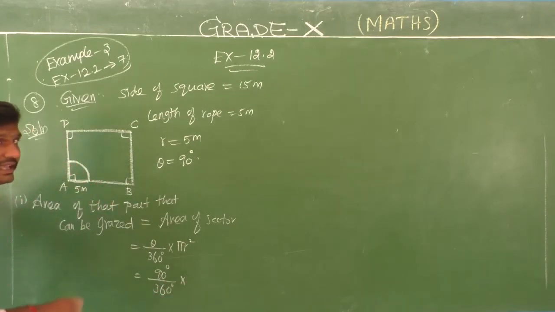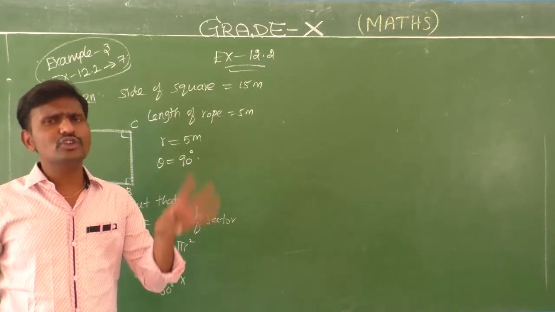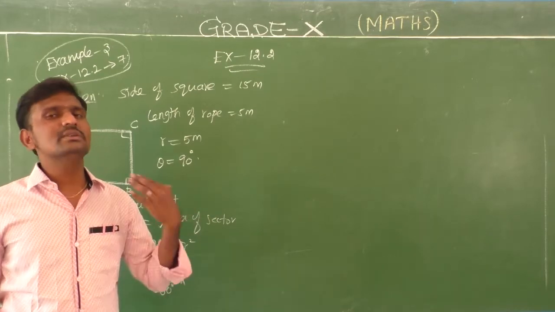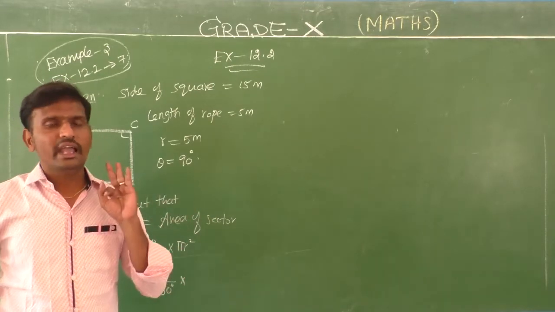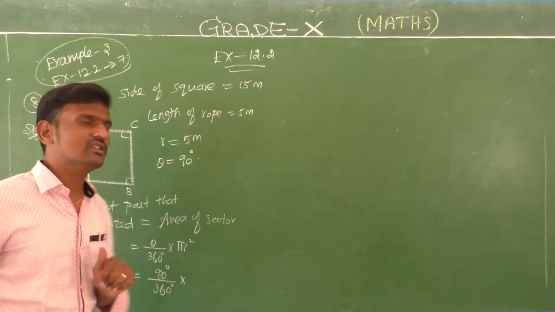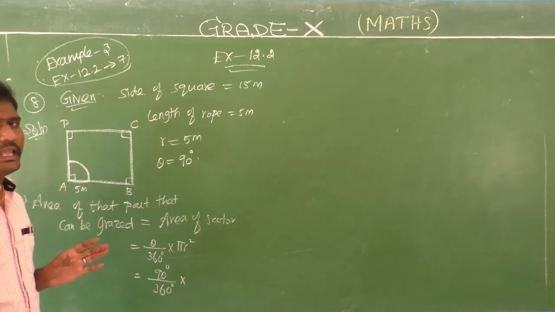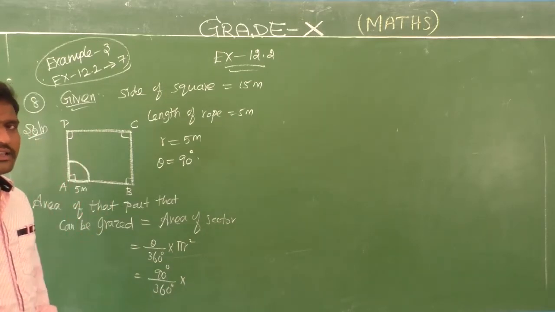The value of pi is given to you in your book: use pi equal to 3.14. When the question says to use pi equal to 3.14, you should use that only. Why? Because the simplification goes in a nice manner. That's why they are doing like that. Otherwise, if they are not giving anything, use pi equal to 22 by 7. In your previous class itself, I told you.